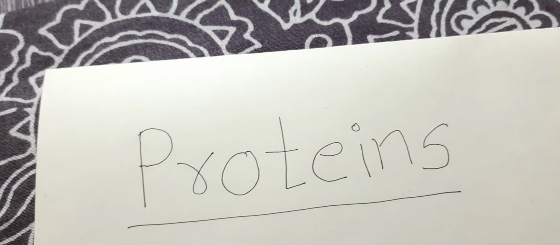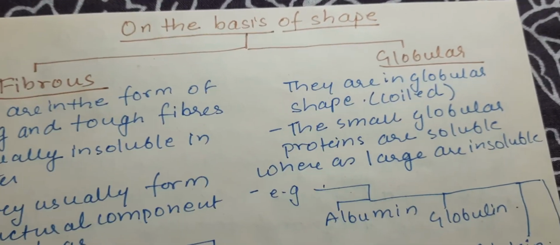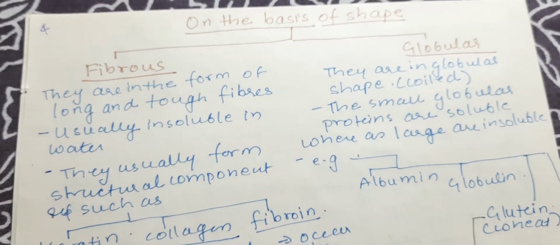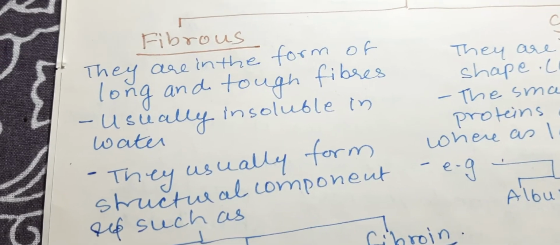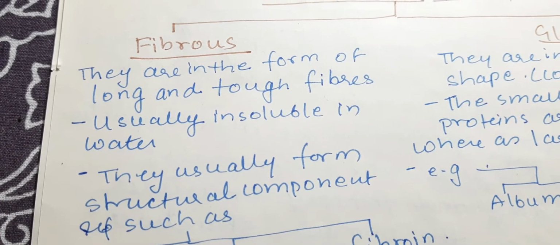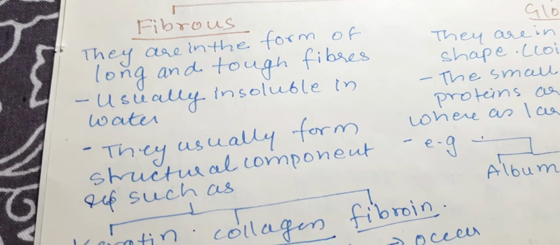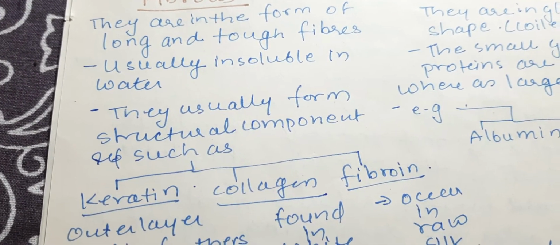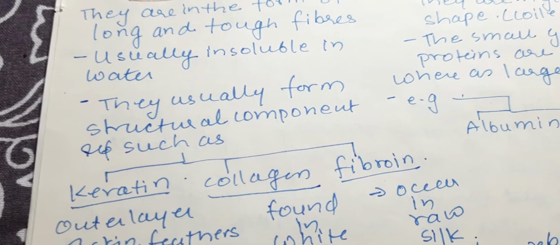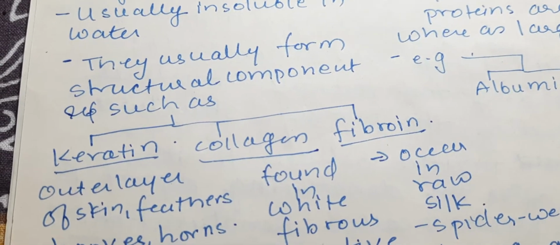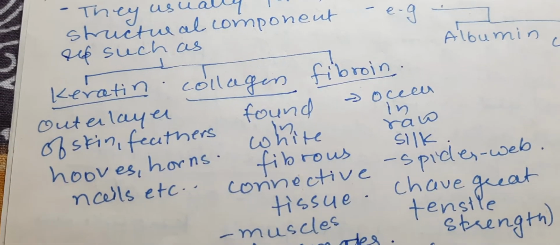Okay, now we are discussing the protein on the basis of the shape. They are divided into two categories, fibrous and globular. Let's discuss the fibrous protein. They are in the form of long and tough fiber, usually insoluble in water. They usually form structural components. The examples are keratin, collagen, and fibrin.